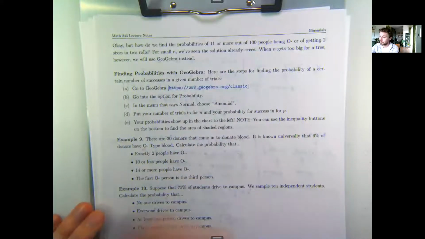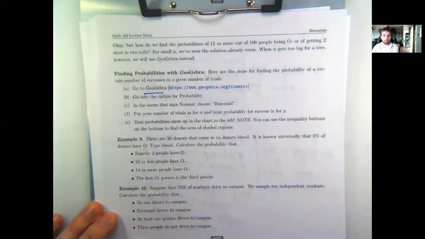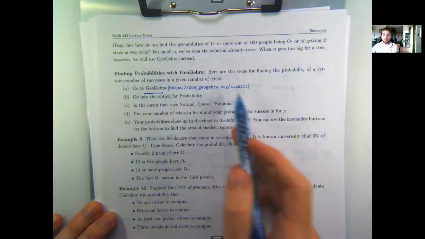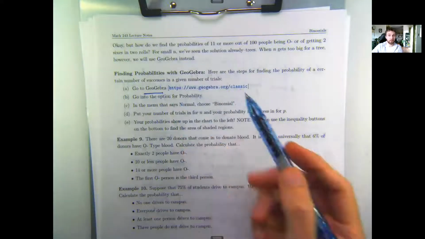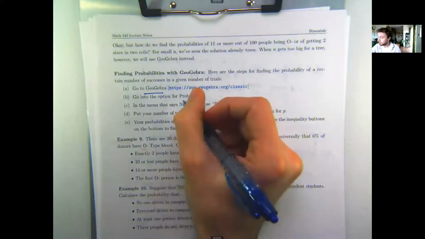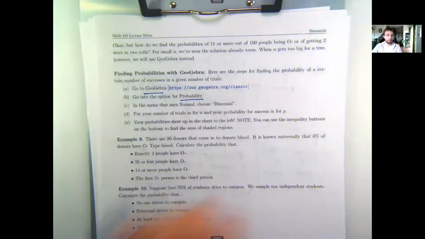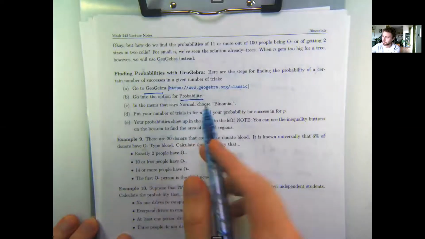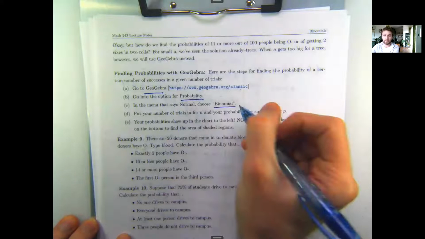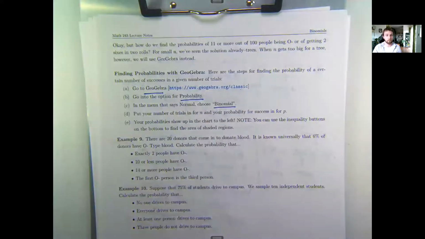Step 1, go into GeoGebra. You could go to geogebra.org, go into really any of the options. I think Classic works the nicest. Here's a link to it. Choose the option for probability. And there's going to be a drop-down menu. Inside of that menu, choose the option that says binomial. Let me show you these steps so far.